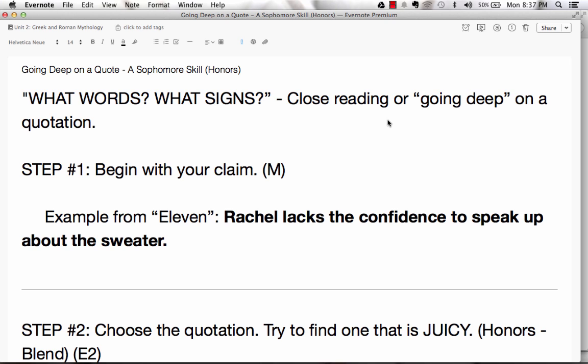And our talk about what words, what signs. This is one way that we've already started to think about what are the words that the author is using? What are the signs that the author is giving us as readers that the tone is dark or that the character is evil? What words, what signs? How can we prove that? What is the author doing? We also call this close reading. Sometimes we call it going deep on a quotation, or we can even call it analysis, which, from our roots, means breakdown.